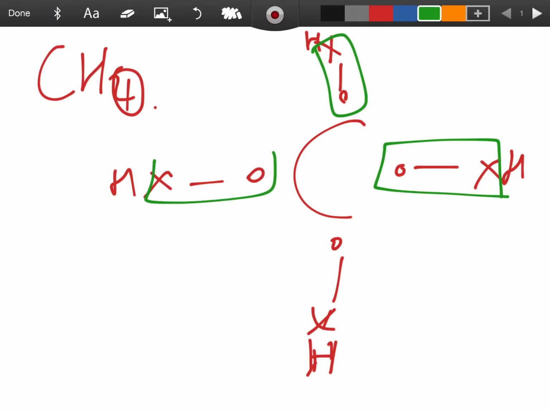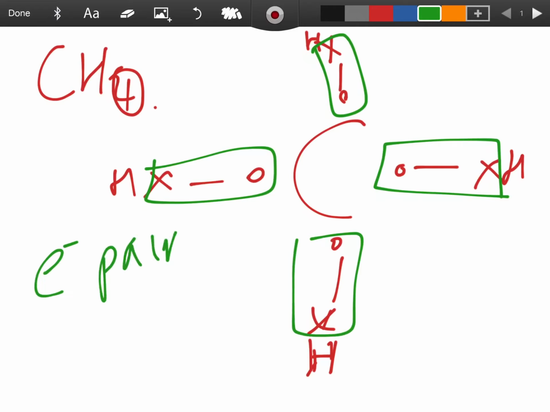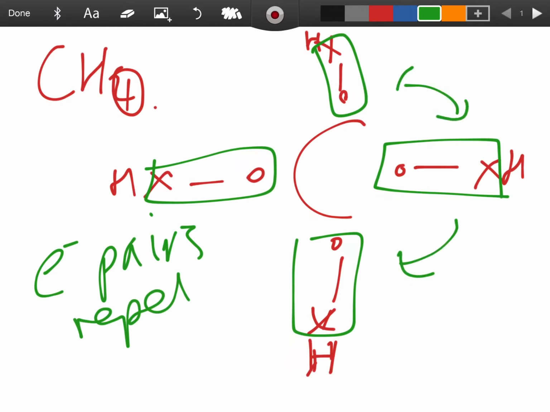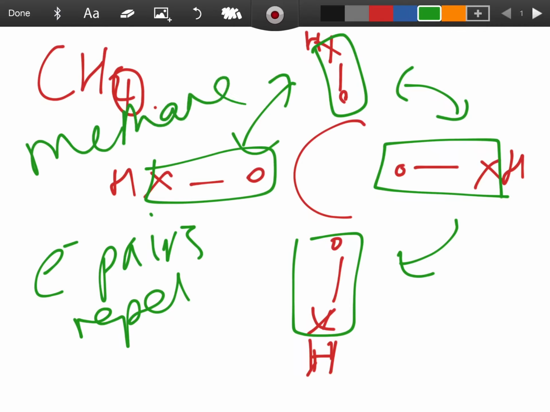So how many pairs of electrons do I have now? 1, 2, 3, 4. So what will those electron pairs do? They will try to repel, push away from each other as much as they possibly can. Now, do you remember, if you're in school now, we'd be using the molecules like we used to use when we were doing organic chemistry. This is methane. Now, you're very familiar with methane. It's the first member of the alkanes. Do you remember what the molecule of methane looked like?